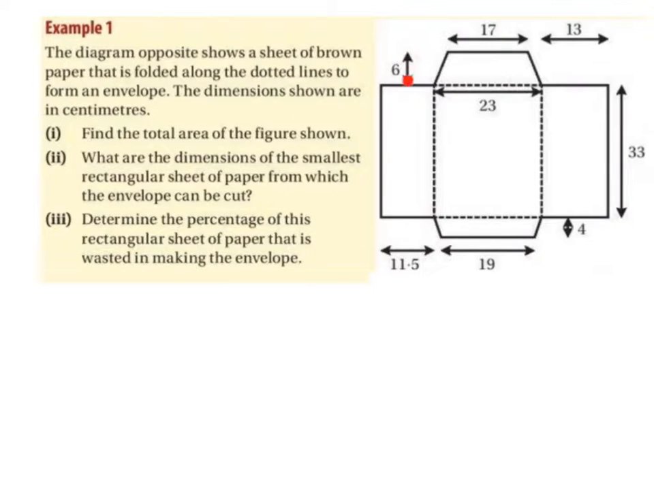So from here to here 6 centimetres, from here to here 23 centimetres, here to here 17 centimetres, from here to here 13 centimetres, from here to here 33 centimetres, from here to here 4 centimetres, from here to here 19 centimetres, and from here to here 11.5 centimetres.